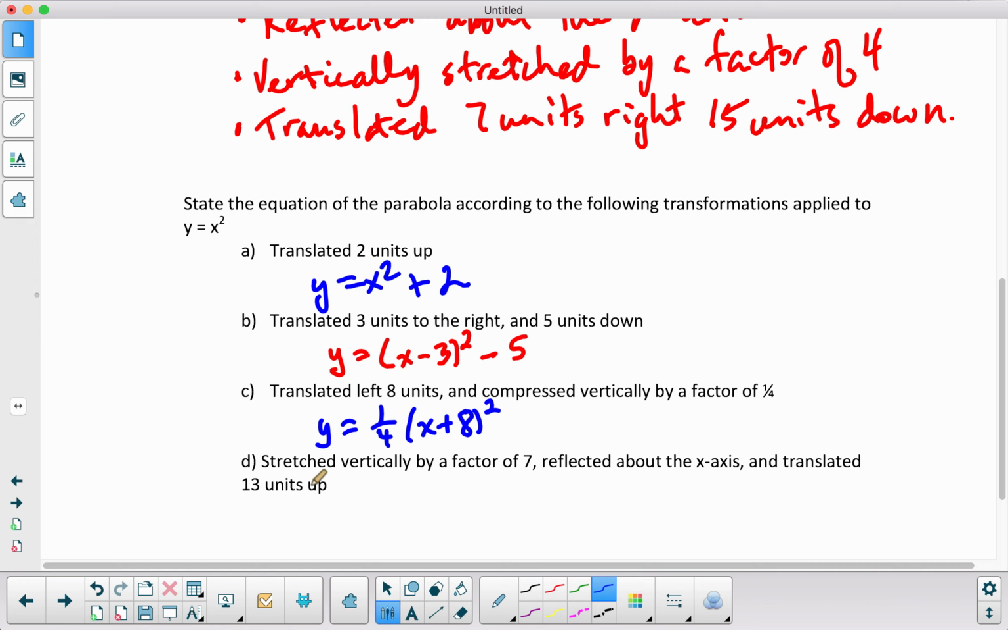And finally, stretched vertically by a factor of 7, reflected about the x-axis, and translated 13 units up. Okay, so it's reflected, which means it opens down. So that means the a value has to be negative. So y equals negative, stretched by a factor of 7, which means it's really narrow. So our a value is 7. And translated 13 units up. So it's not moved left or right, so we just put x squared without the brackets. And we add 13 at the end to move it up.